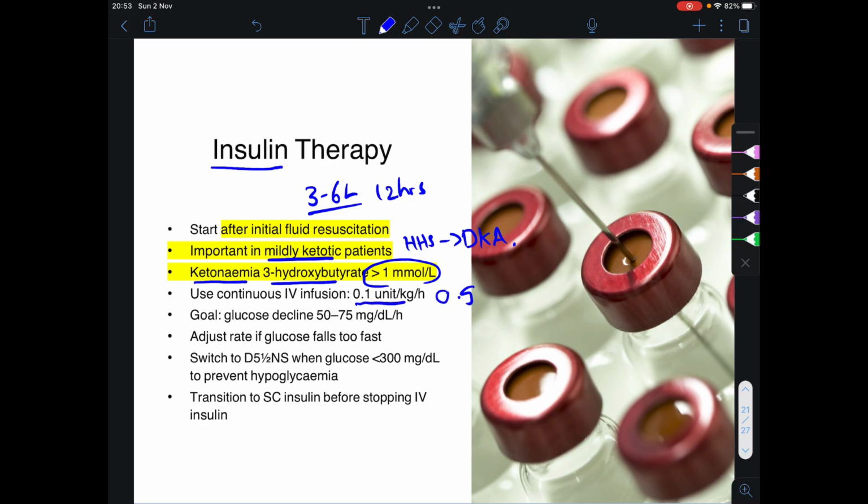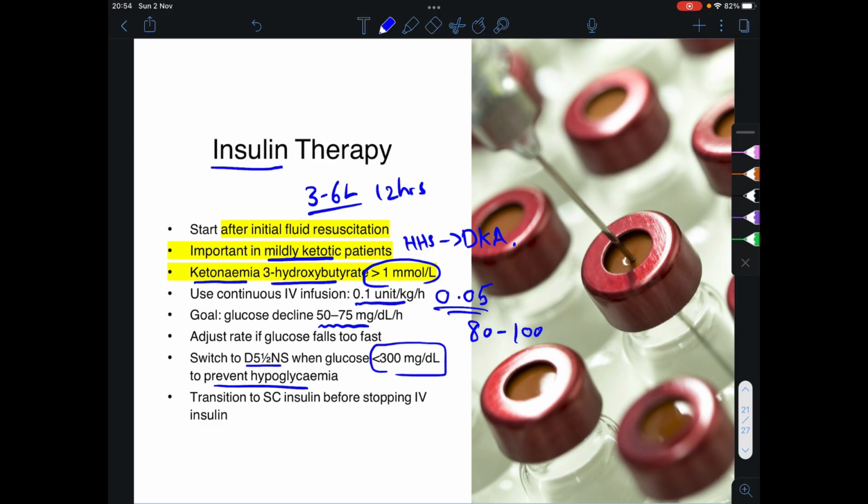Now, usually the rate we start insulin is 0.1. It can also be sometimes 0.05. Davidson says actually you should start with 0.05 units per kg per hour. Tintinalli says 0.1. And you actually monitor the level of decrease in the glucose. Usually it should be between 50 and 75. Now, Davidson says between 80 and 100 milligrams per deciliter. Once the glucose level reaches less than 300 milligrams per deciliter, you start introducing 5% dextrose, half normal saline. This is to prevent hypoglycemia.